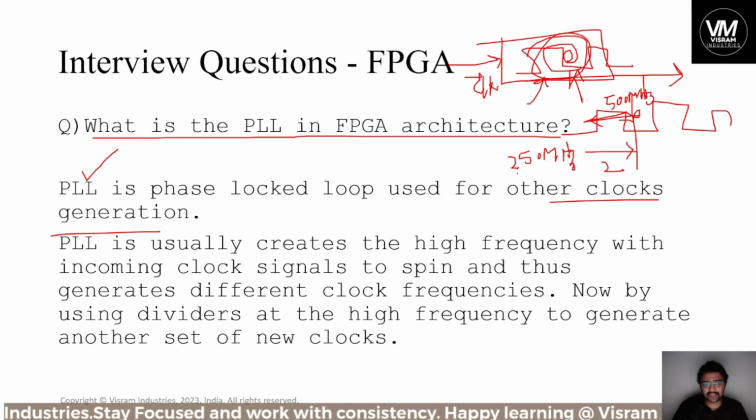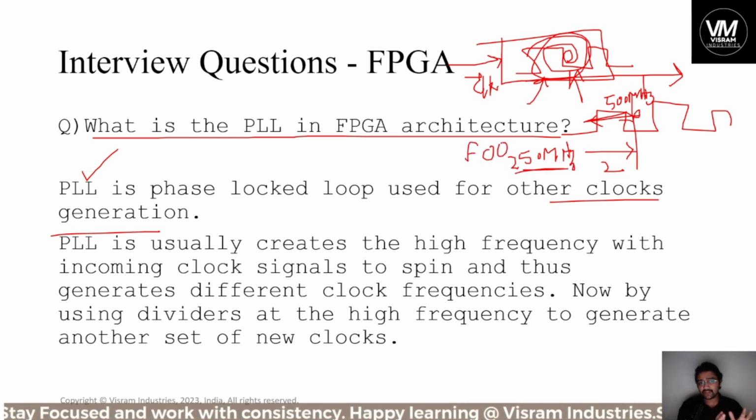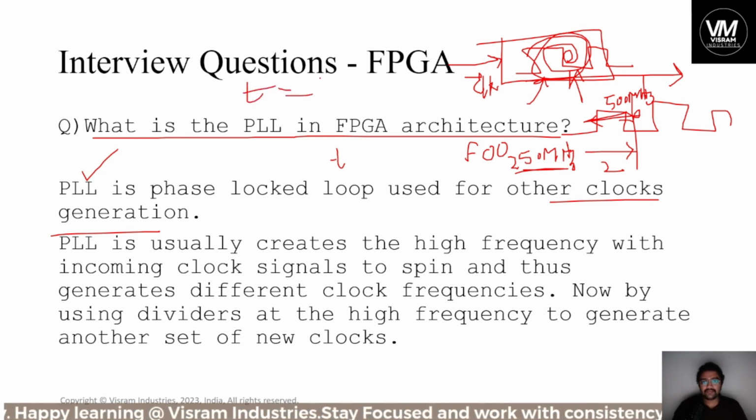When I say frequency of operation, FOO, you should be answering about the time period as well. What is the time period? The interviewer might ask, when you are giving an example of frequency of operation, what time period did you consider for that frequency of operation? It is nothing but T is equal to 1 by F.